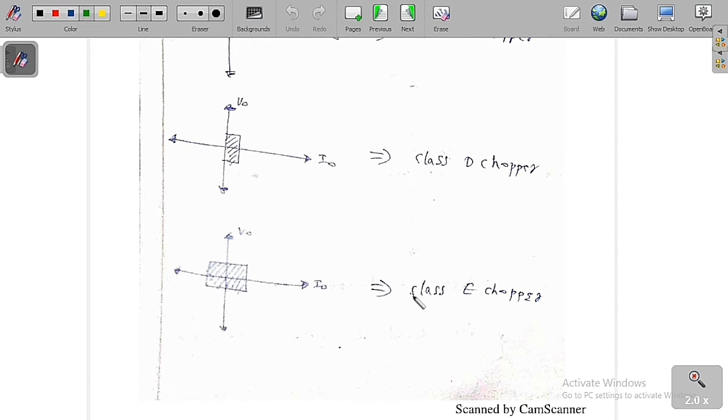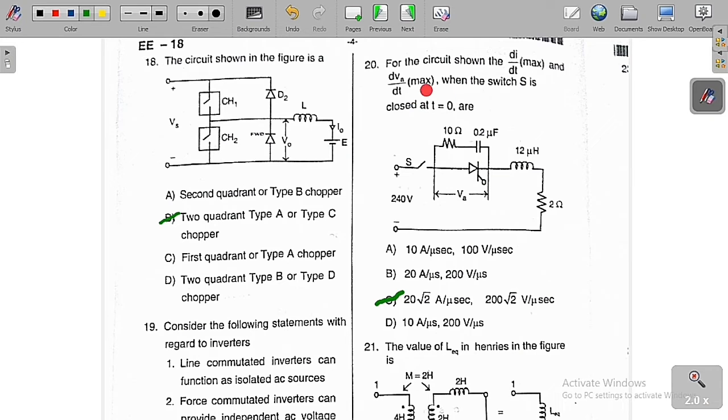So totally there are 5 types of choppers: class A, class B, class C, class D, class E. Listen carefully. Class A means first quadrant, class B means second quadrant, class C means first and second quadrant, class D means first and fourth quadrant, and class E means all the quadrants. So these are the different types of choppers present in power electronics. Now we will solve the question.